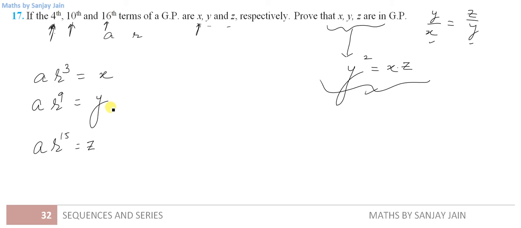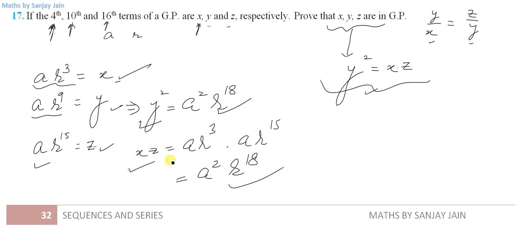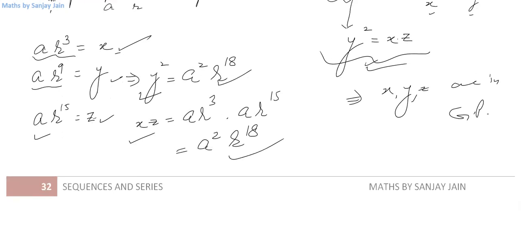Now I know what y, x and z are in terms of a and r. If I square y, this will be a squared r to the power 18, right? A raised to power 2, r raised to power 18. And if I multiply x and z, what do I have? A r cubed into A r raised to power 15. So this is equal to a squared r raised to power 18, which is equal to this. Hence I can say y squared equals xz, which implies x, y, z are in GP. This is how you will do this question.